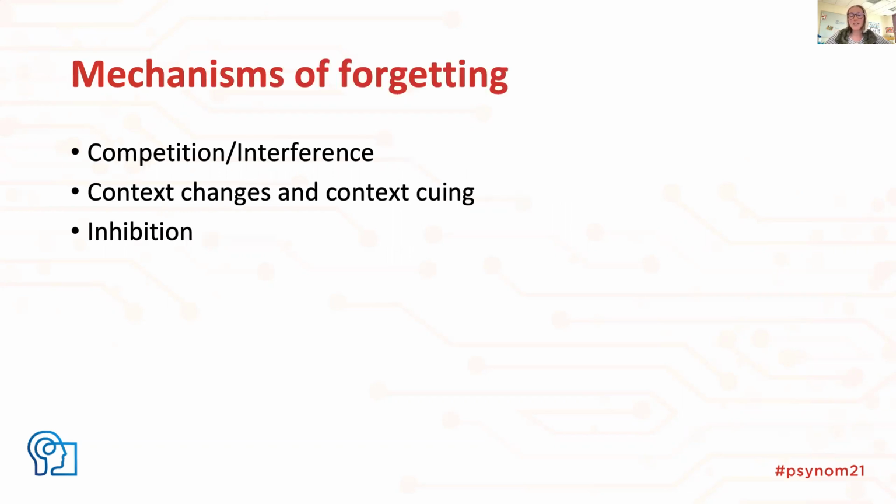The present studies were designed to provide tests for the following three mechanisms of forgetting: competition or interference, context, and inhibition. For the sake of brevity in this talk, I will focus on inhibition. We also have data speaking to the other two accounts of forgetting, which I will discuss very briefly, and Rich can address further during the Q&A period following the talk.